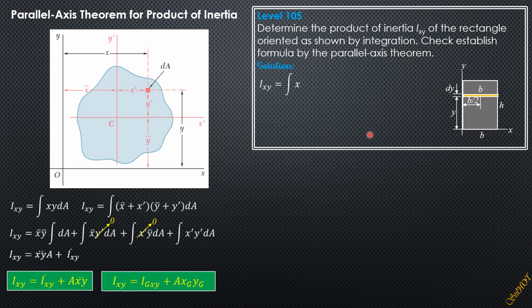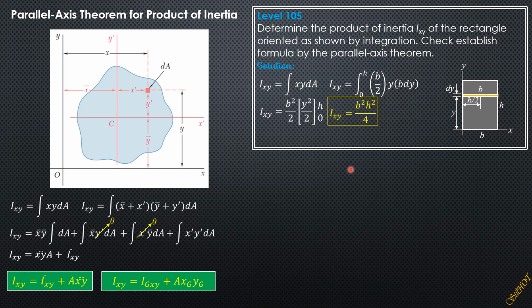So Ixy, which is the integral of xy dA, is equal to the integral of (b over 2) times y times b dy for the area. So b squared over 2 times the integral of y dy, which is y squared over 2. So b squared over 2, y squared over 2 from 0 to h. The variable of integration is y because of that differential dy there. So this is b squared h squared over 4, with lower limit 0.